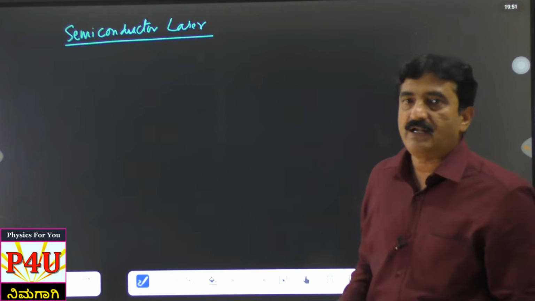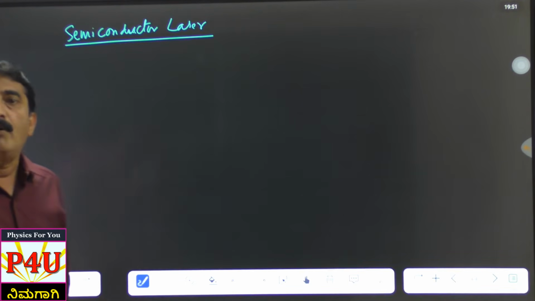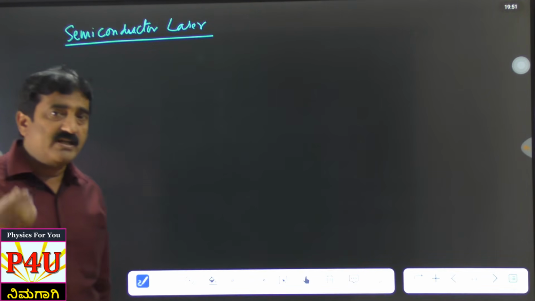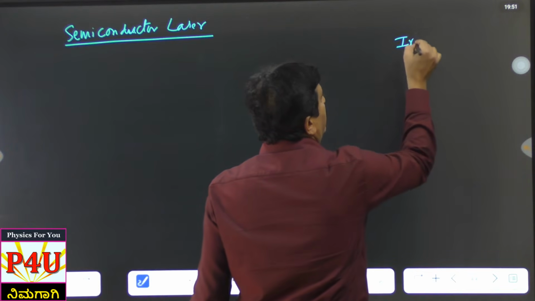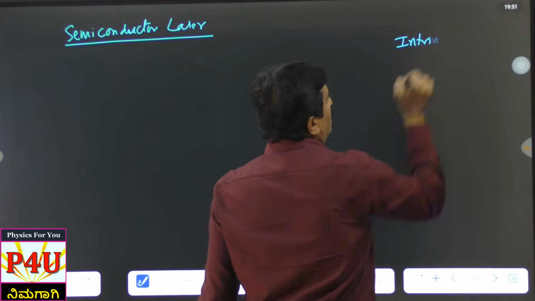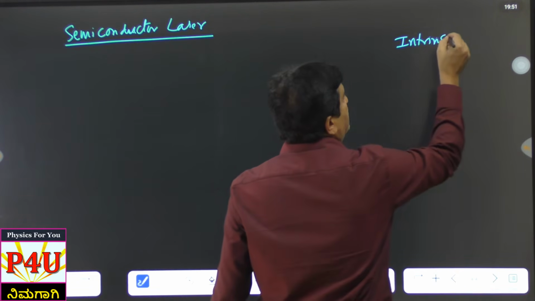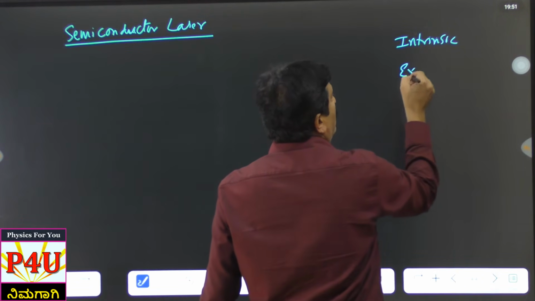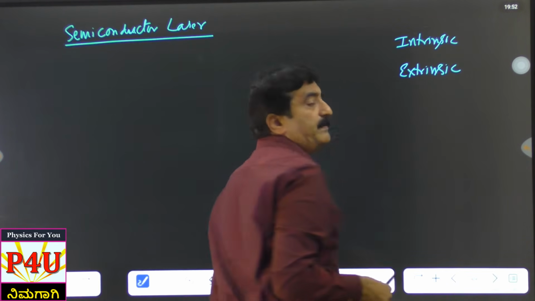There we use semiconductor laser only. And these semiconductor lasers are made up of compound semiconductors. Sir, what is this compound semiconductor? We know intrinsic semiconductor. Intrinsic means pure form of the semiconductor. And we know extrinsic semiconductor. So what is this compound semiconductor?